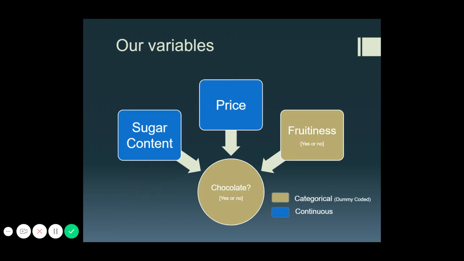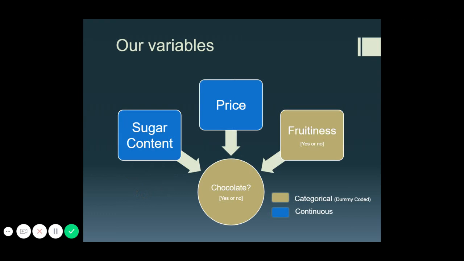For this module, I am looking at chocolate as our dependent variable and sugar content, price, and fruitiness as the predictors. Sugar content and price are both on a continuous scale, and they are both in percentiles. So the data for price and sugar content will be percentiles compared to the other candy bars. Whereas chocolate and fruitiness are both on a categorical scale, so it is yes or no: is it chocolate or not chocolate, and is it fruity or not fruity.